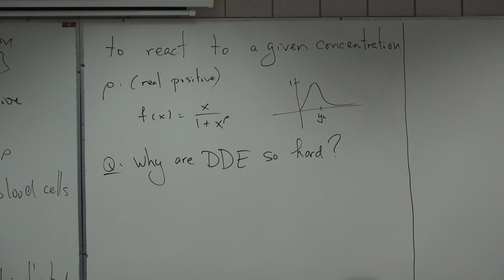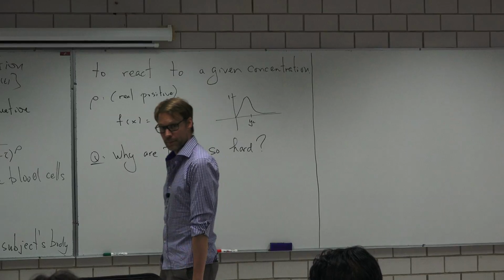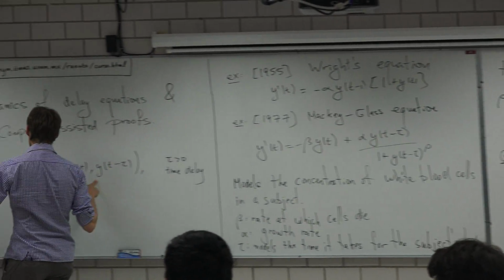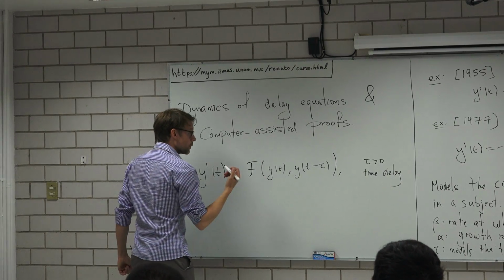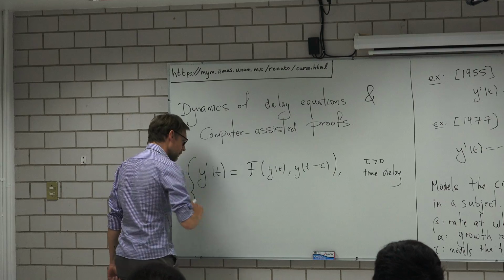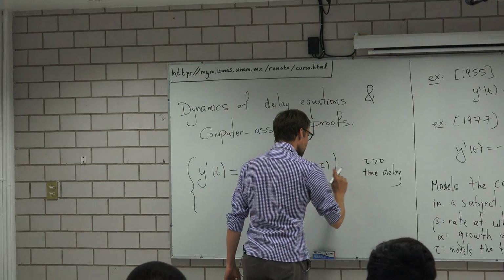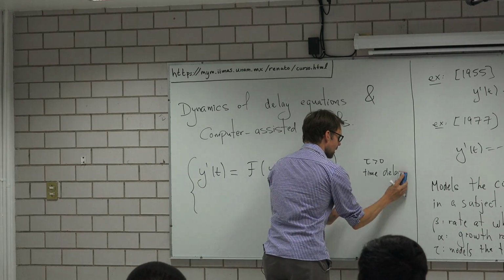And the fact is that they are naturally giving rise to an infinite dimensional dynamical system. So why? If I go back here and think of this as an initial value problem, at time t equal to 0, I want to solve this for t greater or equal than 0. That's my time delay.